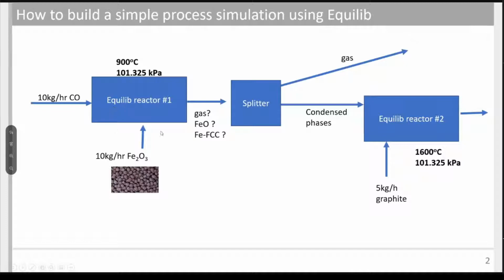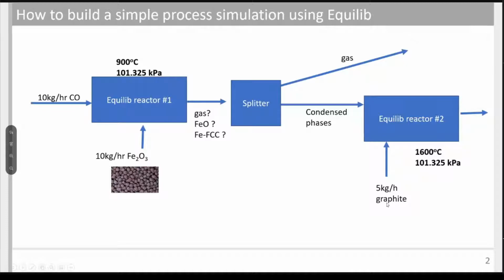Then we would like to use the product that we obtained from this reactor. Maybe the gas phase will be removed from the system, and we'll then try to use the condensed phases, maybe react them with another reducing agent to continue the reduction or alloy it with another element, and this would take place in another unit. So basically, the example that I will work on is the reduction of hematite, and I'll use 2 reducing agents to do so. The first one will be CO at a temperature of 900 degrees Celsius, and the next unit will be at 1600 degrees Celsius with 5 kilograms of graphite.